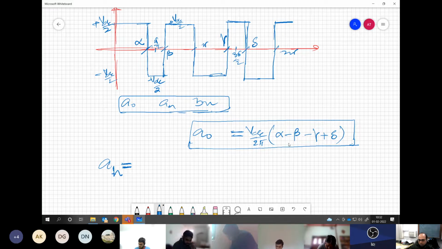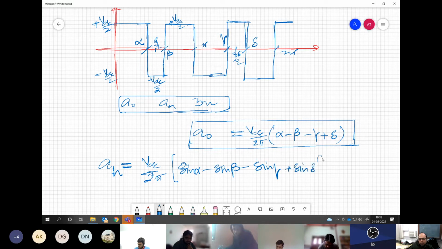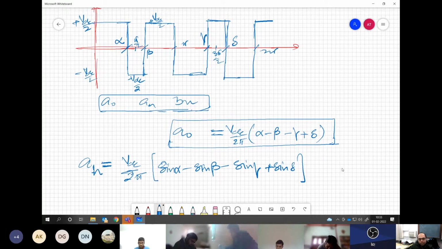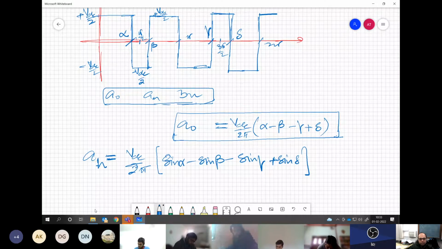Sir, VDC by 2 pi into, like I computed only for AN. Yes, yes. VDC by 2 pi into, sorry, sine alpha minus sine beta minus sine gamma plus sine delta. Is this correct? This is for A1, right? Yes, sir. Good.